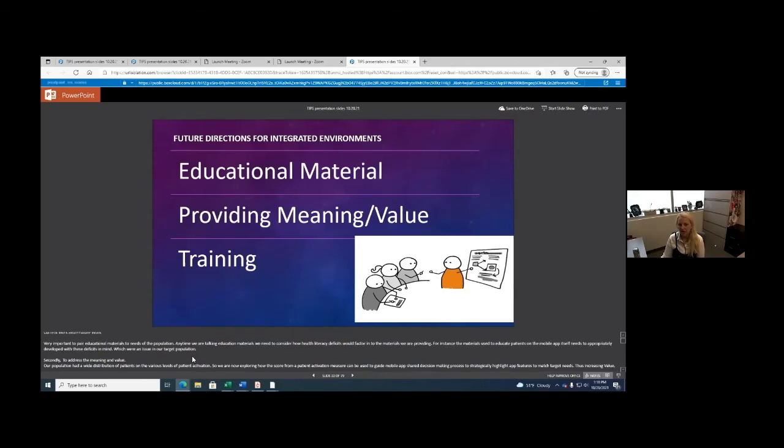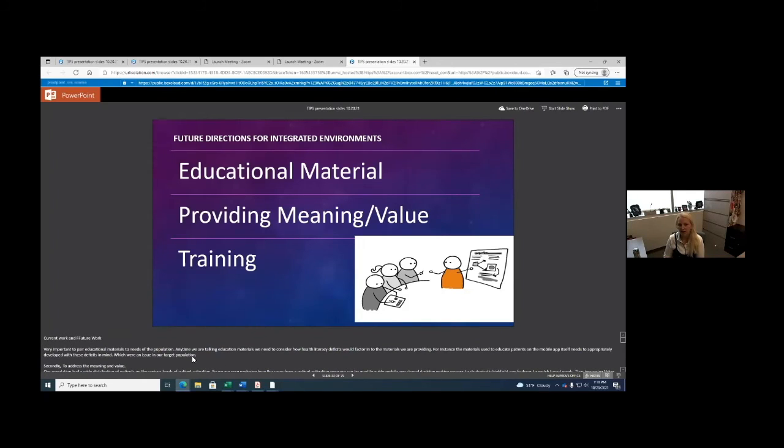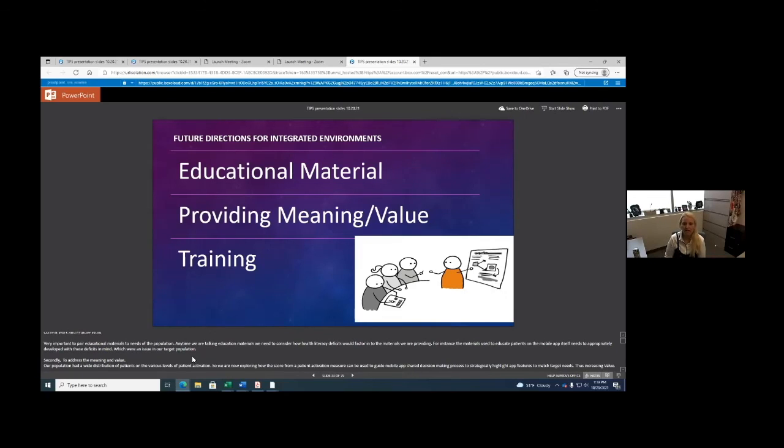And part of this, what we really found, is that folks were very uncomfortable with their technology education. And we feel it's important for us to be able to pair some of those educational materials to the needs of the population. So considering how health literacy deficits would factor into the materials that we're using to support technology and navigation is going to be crucial, in addition to making sure that we are providing some meaning and value.